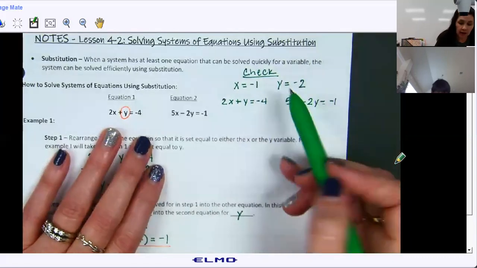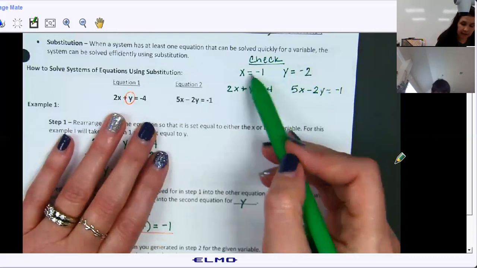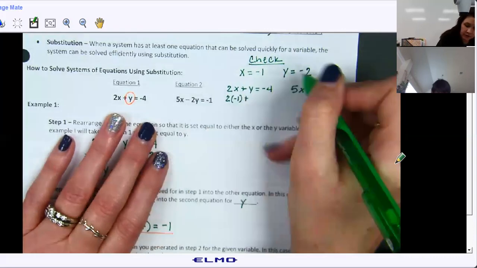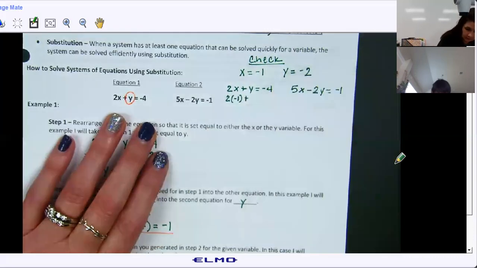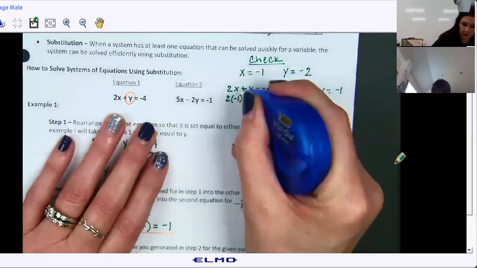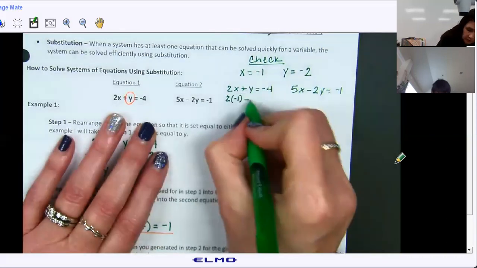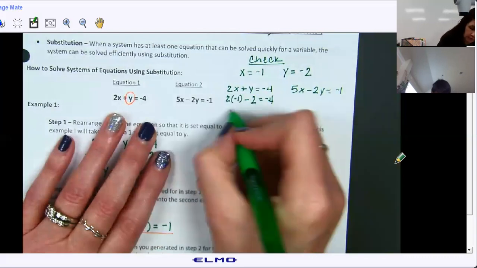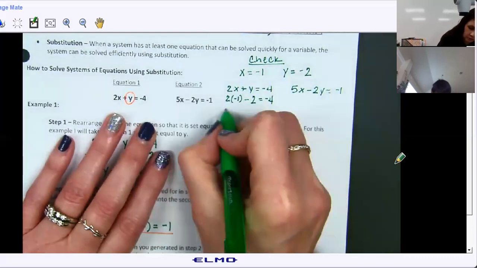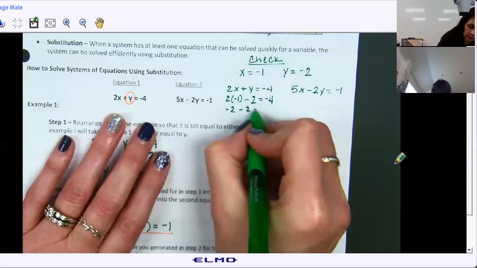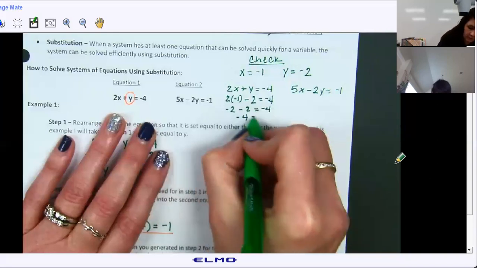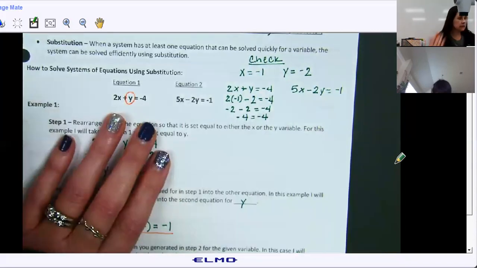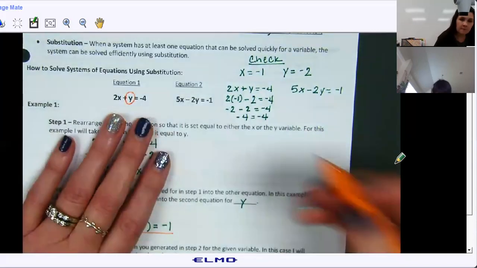So I take -1 and plug it into the x. So 2 times -1. And then -2 and plug it into where the y is. So instead of a plus, it's going to be a -2. And then I solve. 2 times -1 is -2. And then 2 minus 2 is a -4. Okay, and then you can see that your left side is equal to your right side, so that checks out.